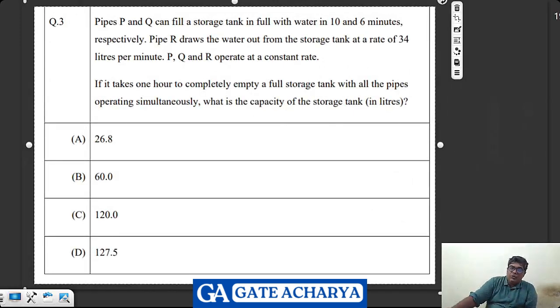Pipes P and Q can fill a storage tank in full with water in 10 and 6 minutes, respectively. Pipe R draws the water out from the storage tank at the rate of 34 liters per minute. PQR operate at a constant rate. If it takes 1 hour to completely empty a full storage tank with all pipes operating simultaneously, what is the capacity of the storage tank?